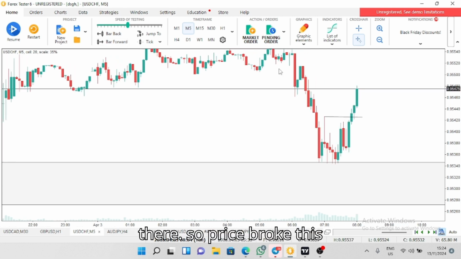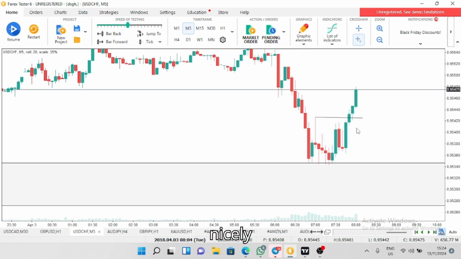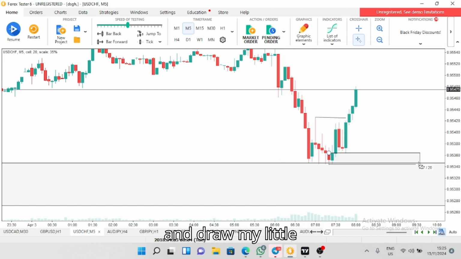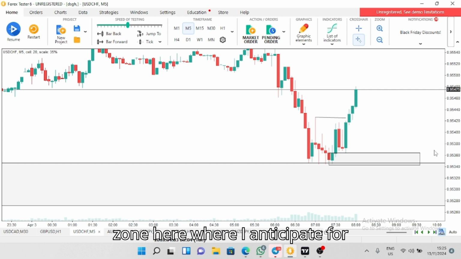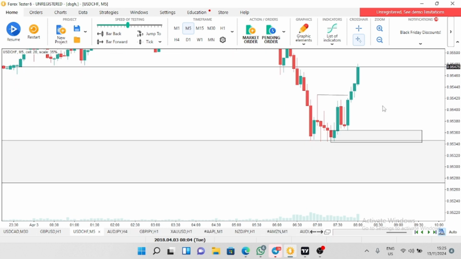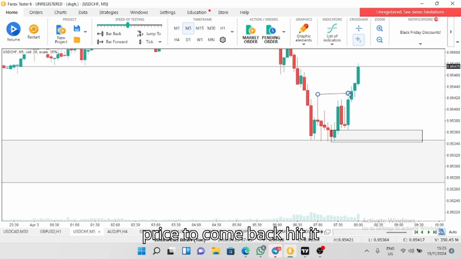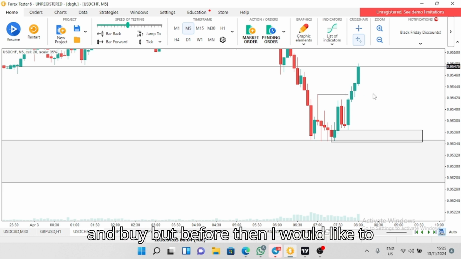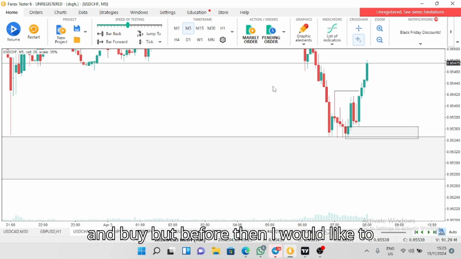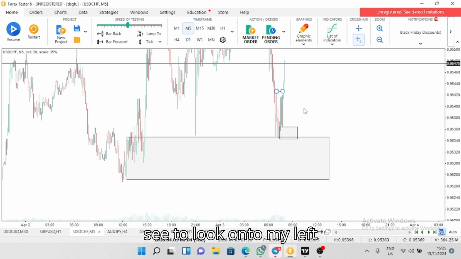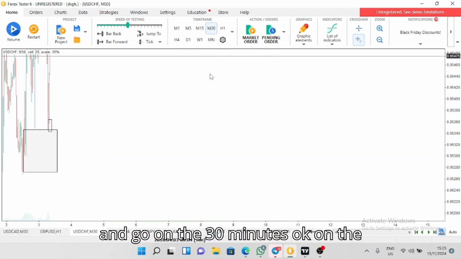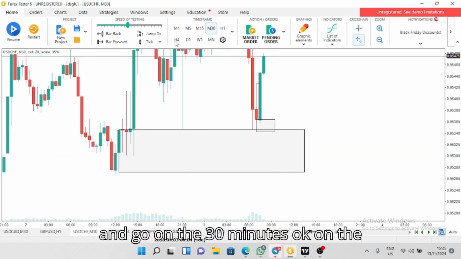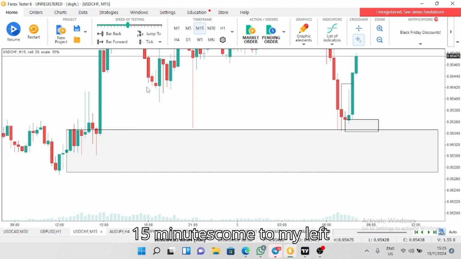There. Price broke this nicely. As soon as price broke this, I draw my little zone here where I anticipate price to come back, hit it, and we buy. But before then, I would like to look to my left. Maybe go on the 30 minutes, okay, on the 15 minutes.